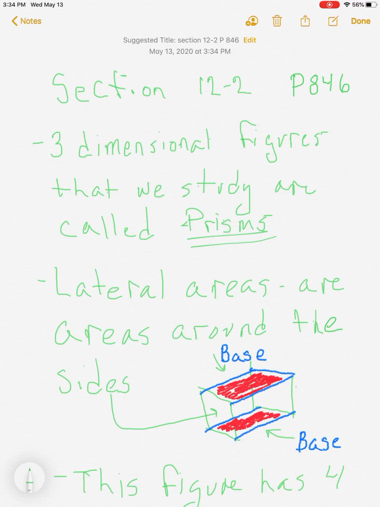At this time, I would like to explain Section 12.2. Section 12.2 begins on page 846. It's dealing with the surface area of prisms and cylinders. Prisms and cylinders are three-dimensional figures that we study.